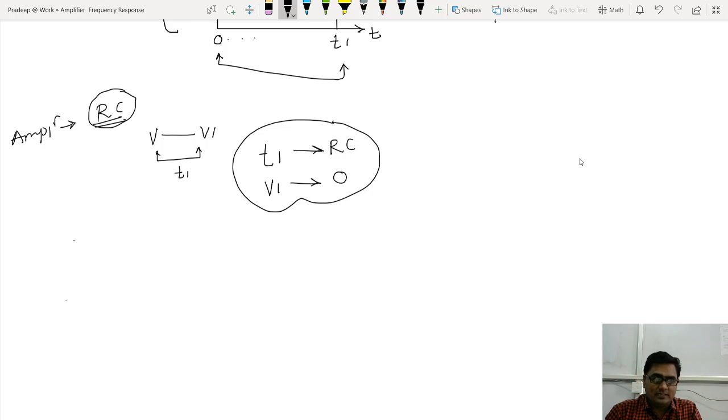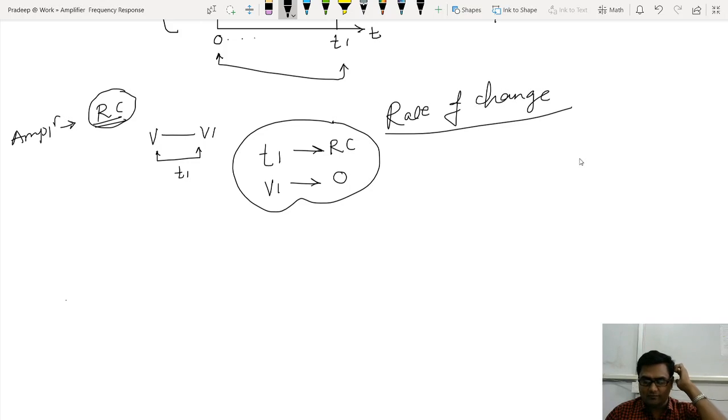So when RC is very less than T, where T is the time period of the applied signal. If you don't understand that, let me rub this, because I don't want to enter into a new part. Whatever theory we have, we will go with this. So that is the rate of change. So this is the rate of change.